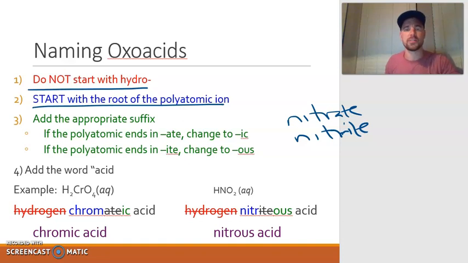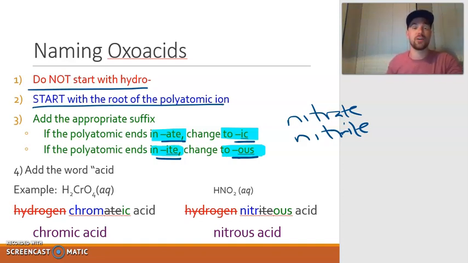We're going to add the appropriate suffix. If the polyatomic ion ends in ate, we will change the ending to ic just like we've done before. But if the polyatomic ends in ite, we will change the ending to ous, O-U-S. I like to think if you ate it, it would taste icky. The only one I've been able to come up with for the second one is, you want to party with us? Ite? Really bad and stupid and actually terrible. I can't get away with that for much longer. But nevertheless, it'll help us remember. Finally, we'll end with the word acid just like we've done in the past.